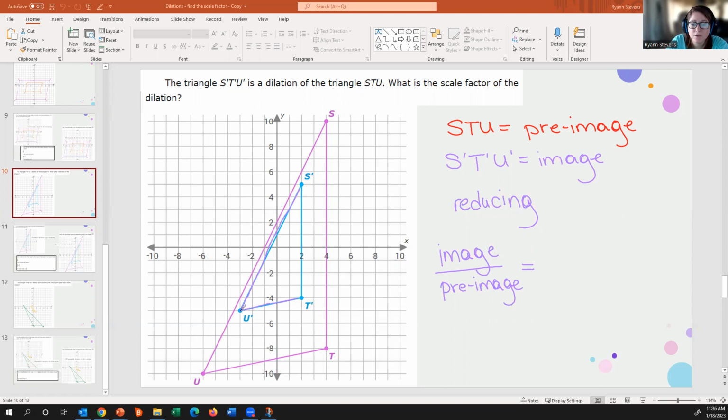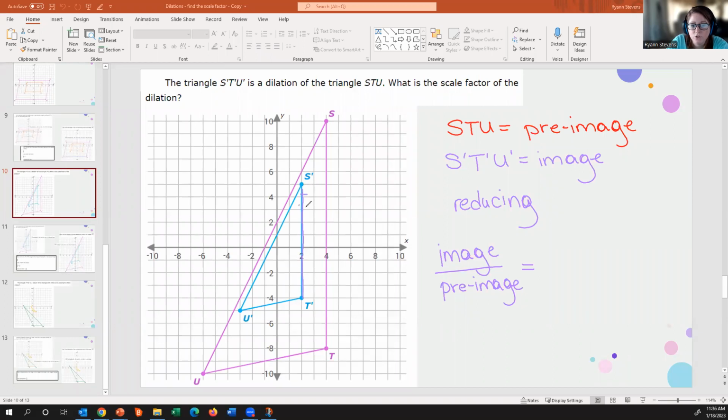Even this side would not be good because it's not on those units. It's kind of a slanted line. We would have to find the slope of that line. So in this case, there's really only the one good side that we can use to find the scale factor, and that would be ST over here.